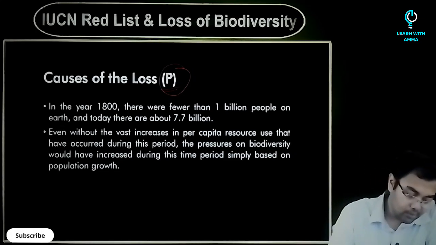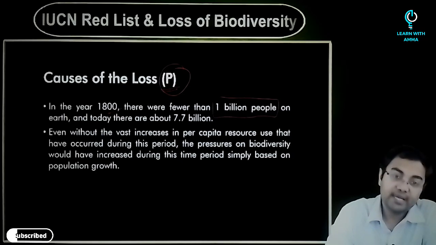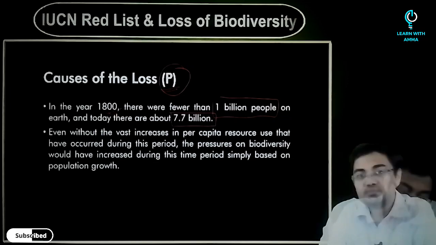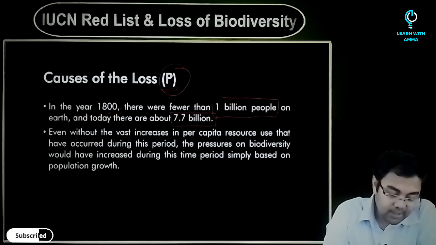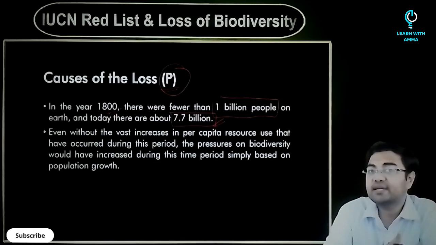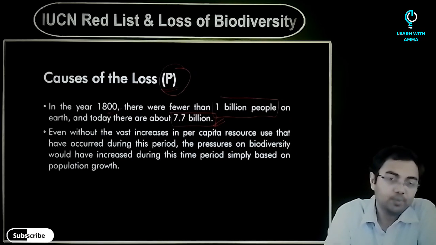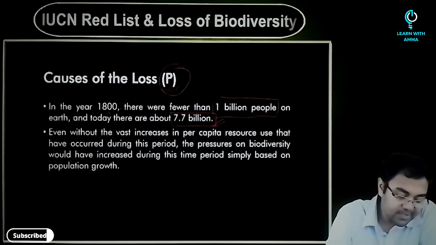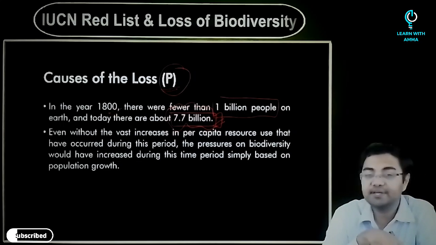So that's why what we have observed is, for example, in the year 1800 there were fewer than 1 billion people on the earth, and today, as per the data that I saw, it was written as 7.7 billion, and it is an ever increasing population. So we know that this number is increasing. It is increasing day by day.